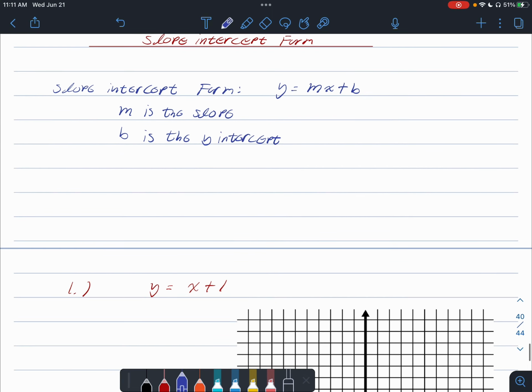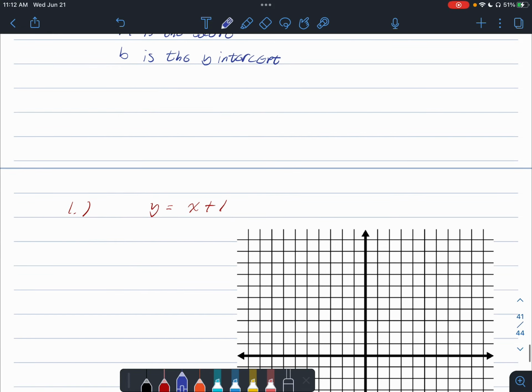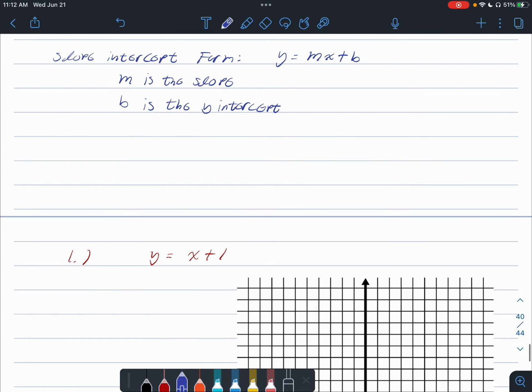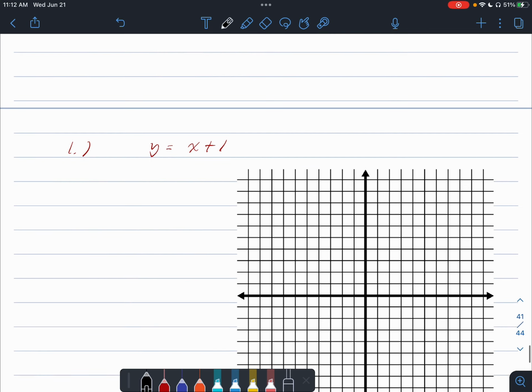So if you set x equal to 0, that's going to cancel out this mx. And so this is where on the y-axis the line is going to intercept the y-axis. Okay, so knowing this information, let's go ahead and just dive into a couple of examples, and I can show you sort of how this works.